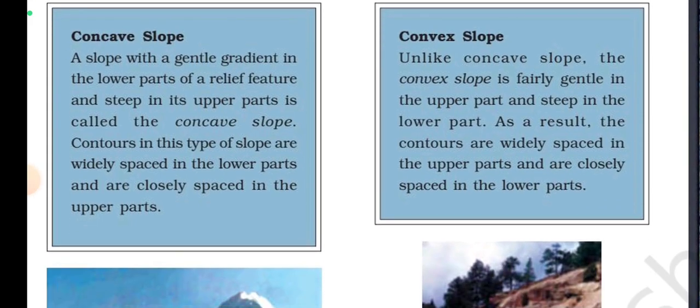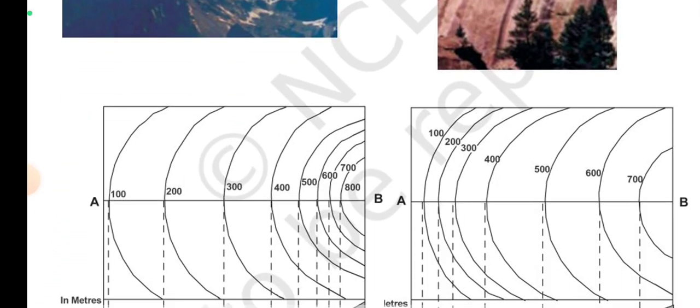Now, concave slope. A slope with a gentle gradient in the lower parts of a relief feature and steep in its upper parts is called the concave slope. Contours in this type of slope are widely spaced in the lower parts and are closely spaced in the upper parts. Okay, something confusing. So there are two features at the same time.